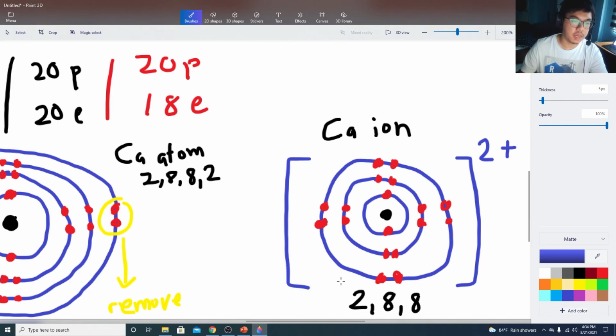So we write down a bracket with a 2 plus sign at the top to show that this is actually an ion with a 2 plus charge. And then calcium, you also write down as Ca2+ because it's an ion.